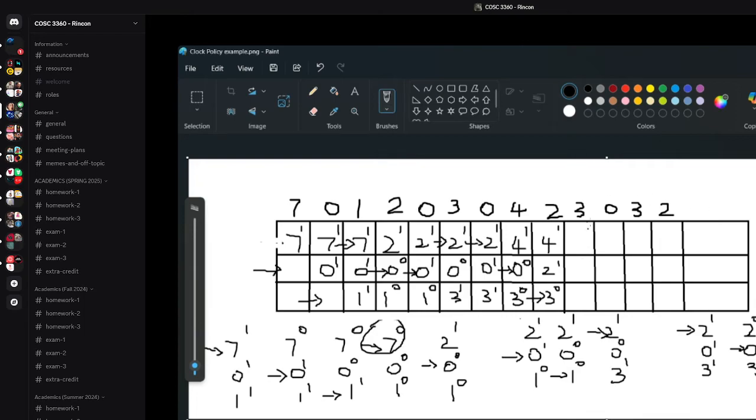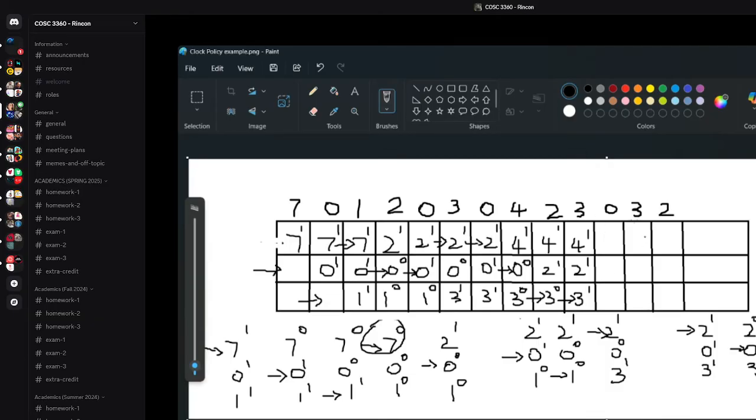Okay. And now that 3 actually already exists, right? 3 actually exists right here, and it doesn't have a use bit right now. So all we have to do is we just need to turn it on, right? So 4 use bit, 2 use bit, and then 3 is going to get turned on, and the pointer does not move. So again, if it already exists and it does not have a use bit, all we have to do is turn it on. That's it. Don't move the pointer.